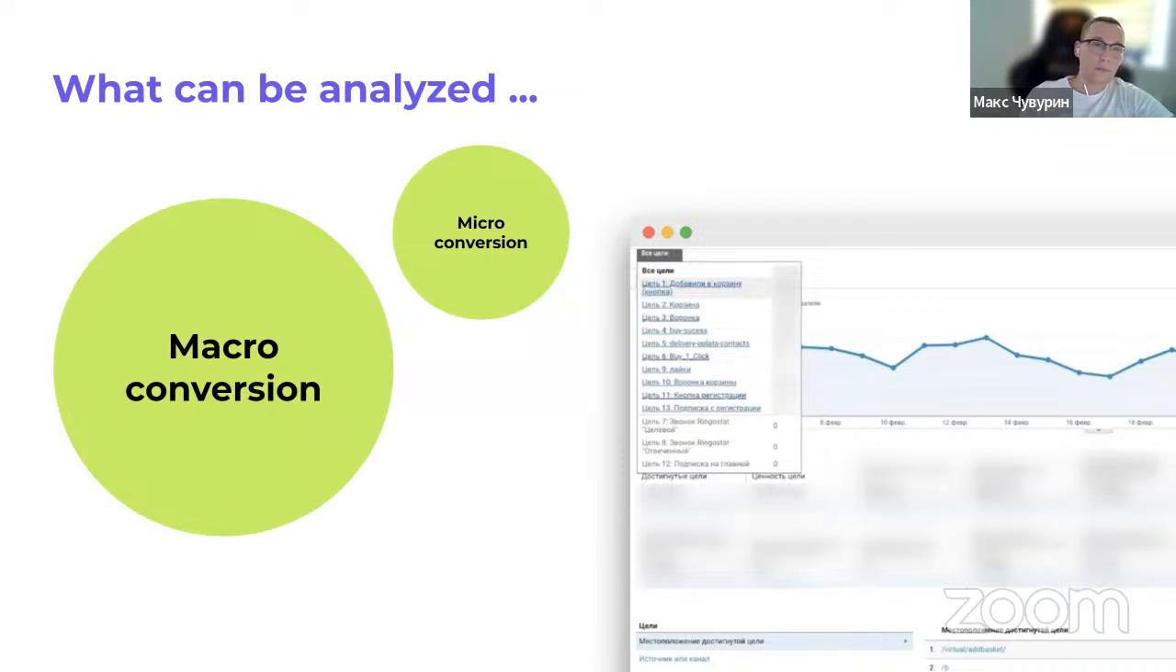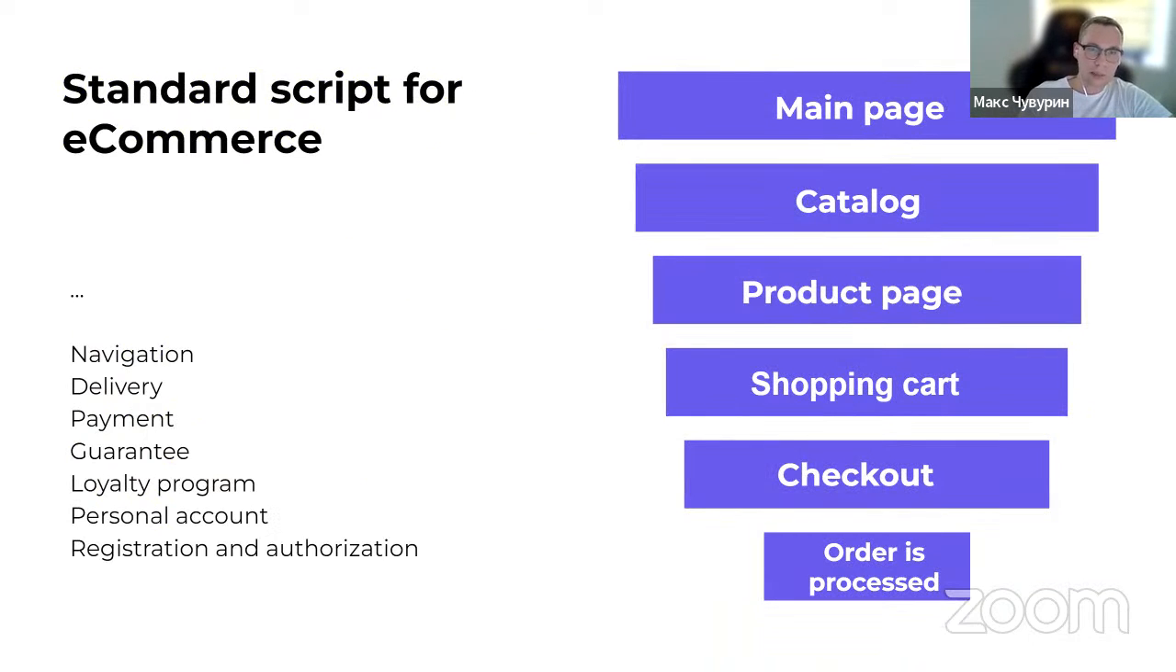So the most significant indicators are macro conversion and micro conversion. You can see them in the goals section in Google Analytics if you set them. But well-tuned analytics are the best way to understand the effectiveness of your project. So what is the difference between macro and micro conversion?